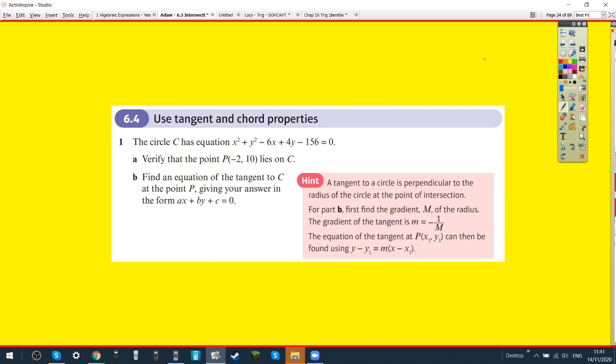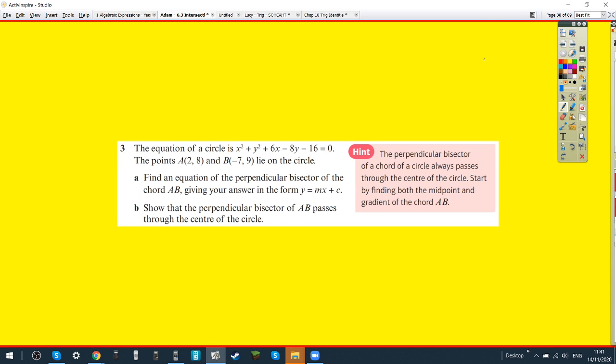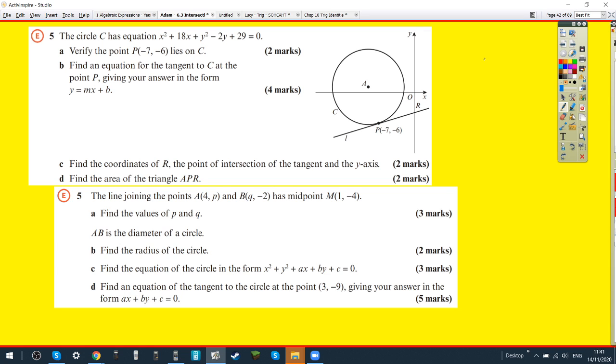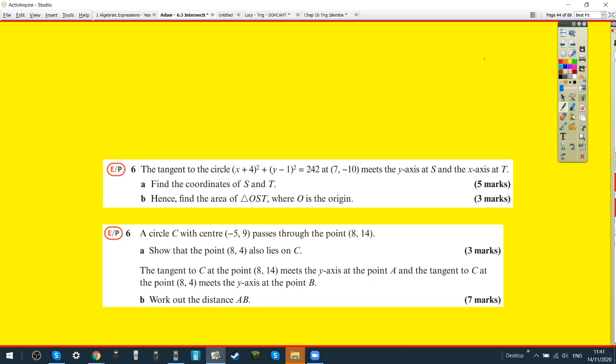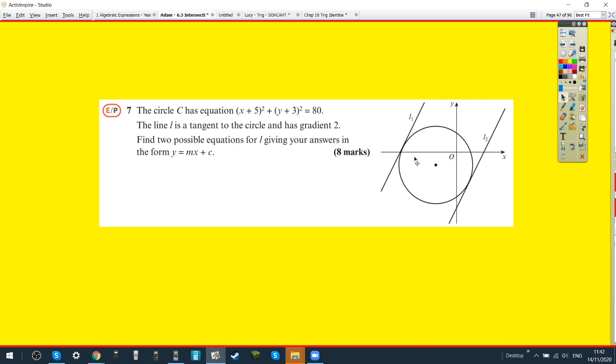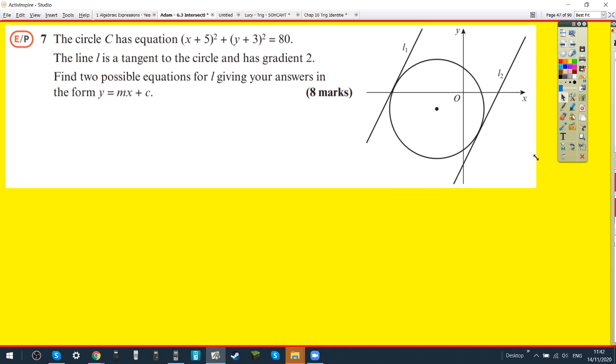Let me see. That's okay. Perpendicular bisect. See, that's all right. Let's see. So this one. Okay, let's try this. Yeah, see an 8 mark question. All right.